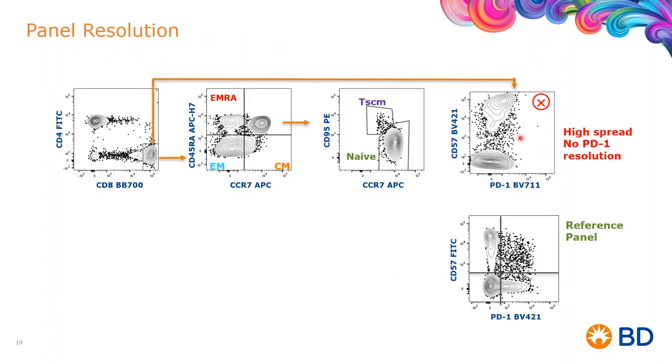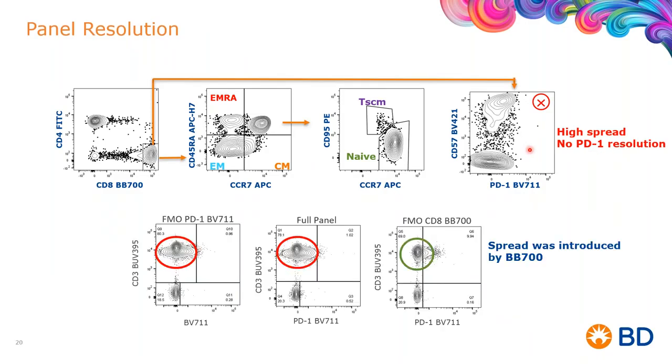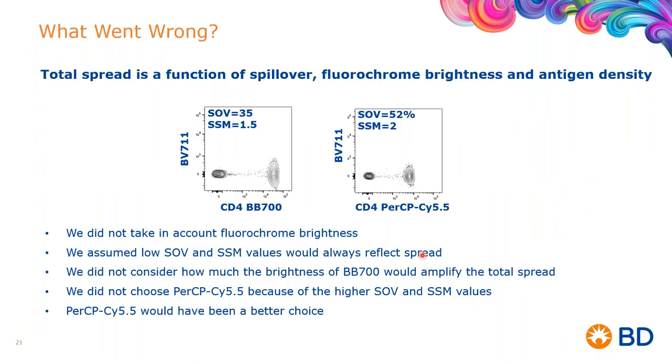Now you remember, this is how the panel turned out to be. So something went wrong. There was way more spread than we predicted. And by virtue of having FMO controls, we were able to identify that the spread was coming from BB700. When you remove BB700 from the panel, you can see that this goes back to normal. So how did we miss it?